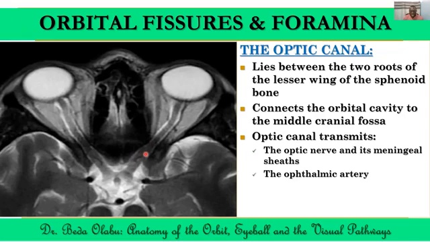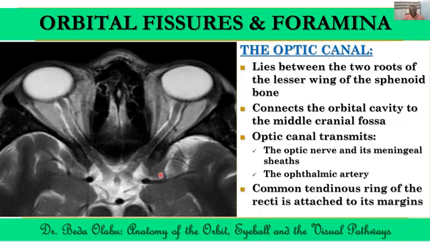Apart from that, we have the ophthalmic artery, which is a branch of the internal carotid artery to the orbit. Around the optic canal, there's a common tendinous ring that marks the attachment of the four recti muscles. We are going to talk about them: the superior rectus, inferior rectus, medial rectus, and lateral rectus. They originate around the opening of the optic canal. In fact, they enclose the optic canal.